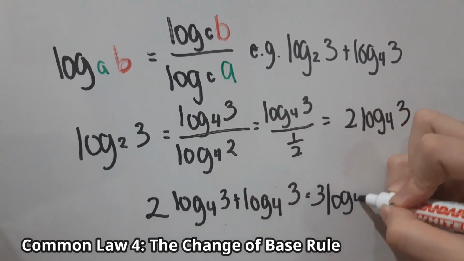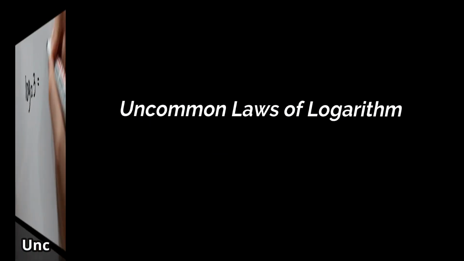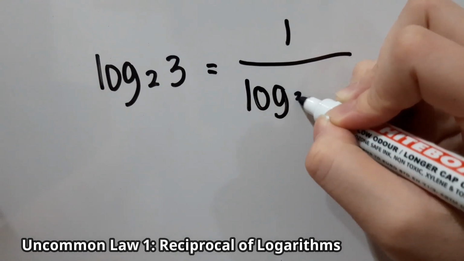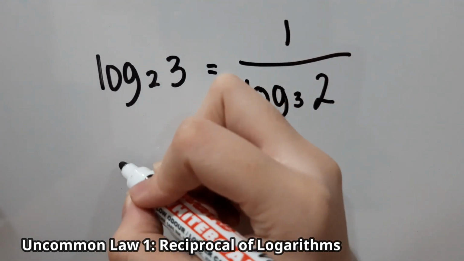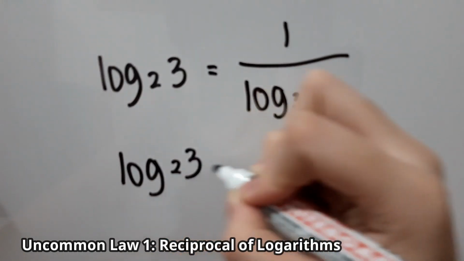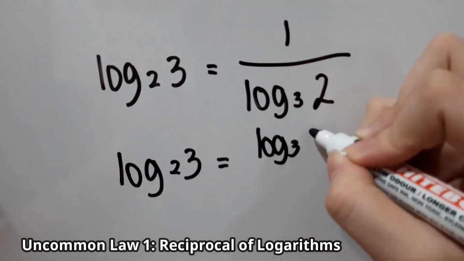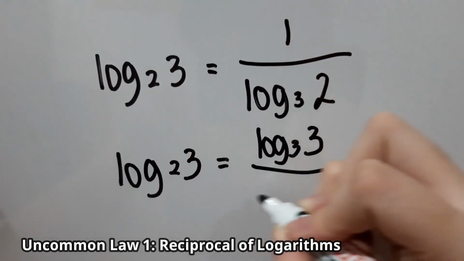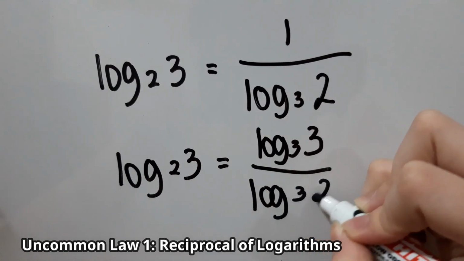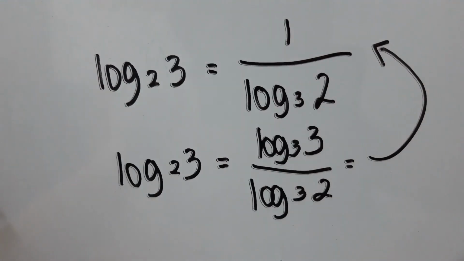There are other laws that can help us solve logarithms faster. They're coming up right next. Uncommon law 1. Reciprocal of logarithms. If we have log base 2 3, it has the same value as 1 over log base 3 2. This can be obtained from the change of base rule we discussed earlier. If we change the base of log base 2 3 into 3, we get log base 3 3 over log base 3 2, which the numerator can be simplified to 1.